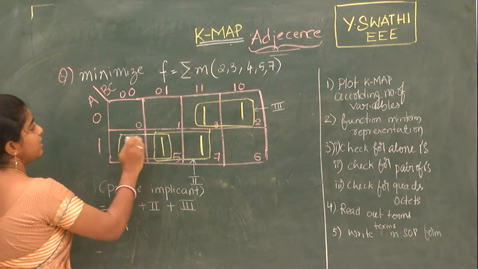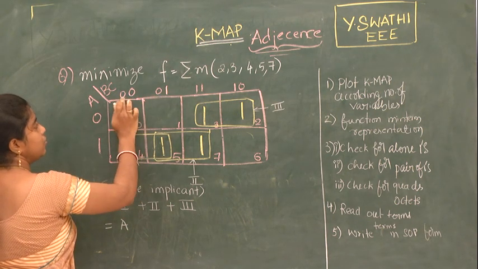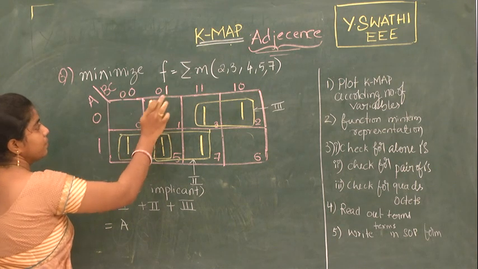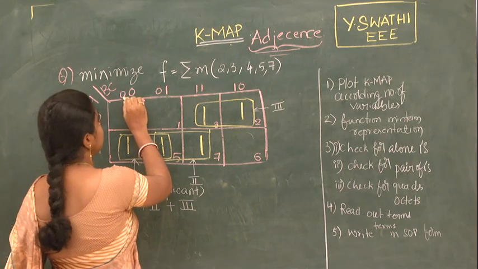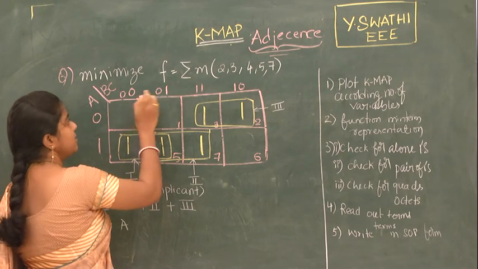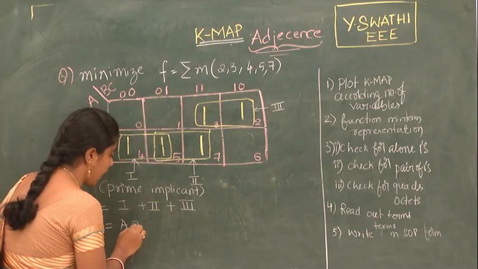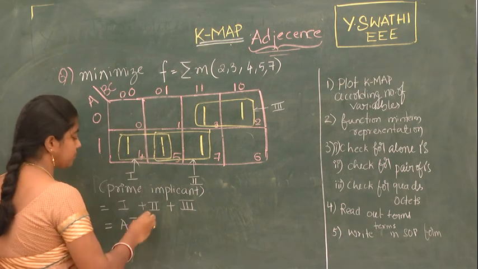And in these two cells, what is constant? B is 0 in the two cells, but C changed from 0 to 1, so we should not take the C variable. B is 0 here, so it is in 0 format, meaning complemented form. We should take it as A B bar, because B is 0 here.